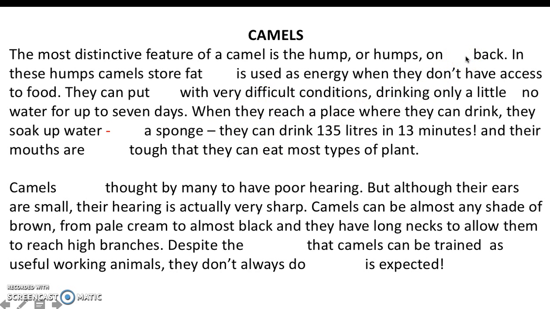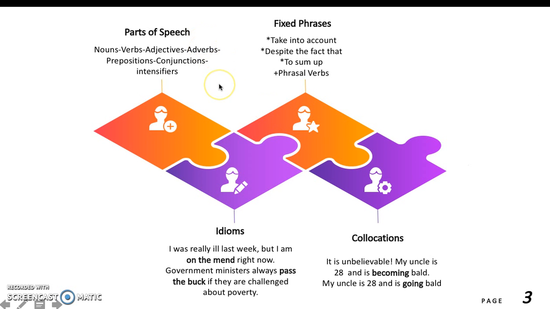An open-close exercise is one in which you are given a text with gaps or blank spaces, and you have to complete it with a suitable word. So it is only allowed to use one word per space. Basically, what we need in this type of exercise are four different types of words or phrases. They are parts of speech, in which we find nouns, verbs, adjectives, adverbs, prepositions, conjunctions, intensifiers, and fixed phrases, in which we find phrasal verbs, basically, and some phrases.